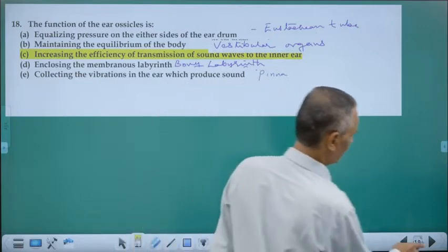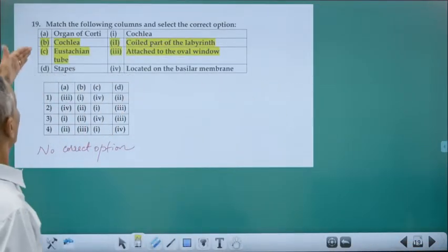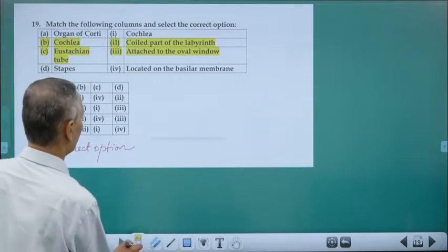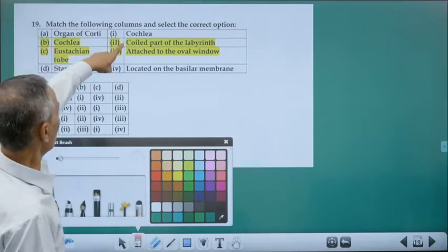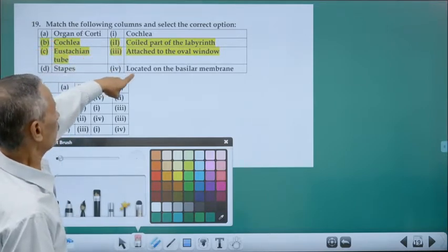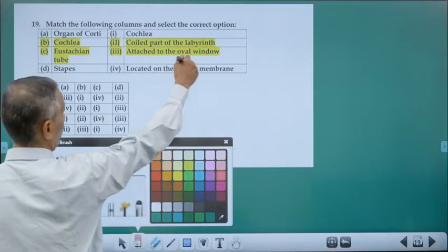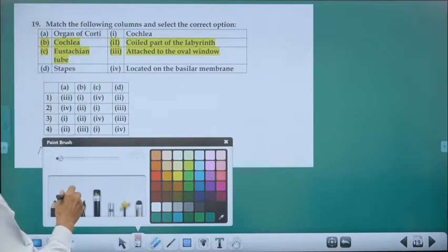We have studied this question earlier. Now, there is no correct option given here. Why? I will explain. The organ of Corti is a part of the cochlea and is located on the basilar membrane. So we can better take "located on the basilar membrane." There is no other option. So it should be 4.